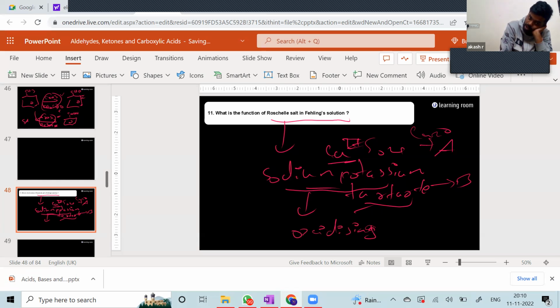Sodium potassium tartrate is the one which is the oxidizing agent here. Everything here is talking about only oxidizing agents. Whereas your Tollens reagent itself is an oxidizing agent, so only one solution is okay. But this CuSO4 is not an oxidizing agent, so you have to oxidize it, right? So in that case, sodium potassium tartrate is what is going to be the oxidizing agent here. Okay. Right. Moving on.